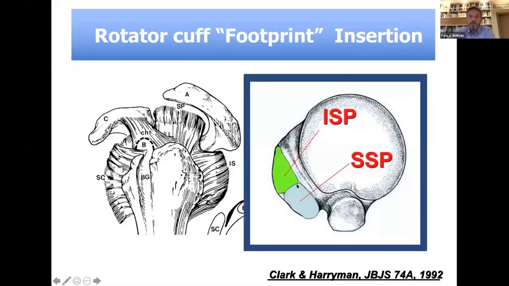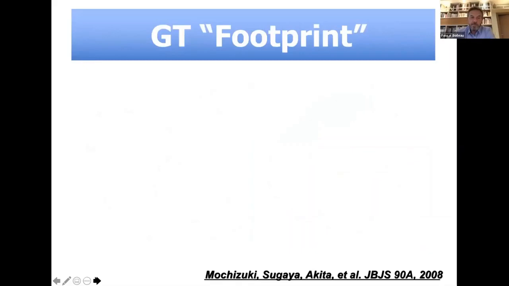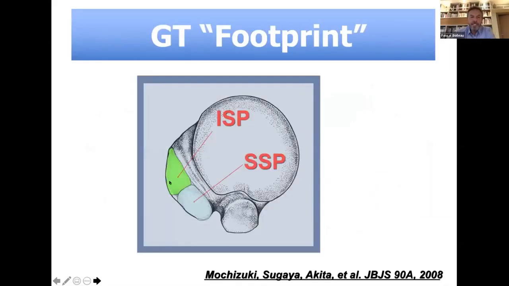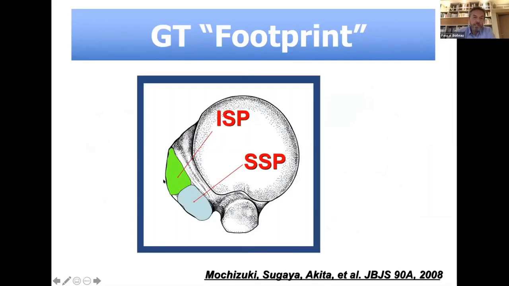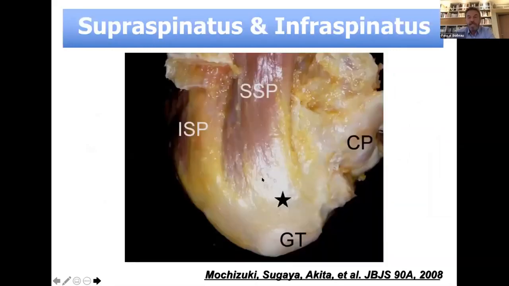What is important to understand is that the insertion of the supraspinatus is very small compared to the insertion of the infraspinatus. And in fact, at the beginning of my experience, when I was seeing the footprint like this, I was saying, okay, it's a supraspinatus tear, but I was wrong because it's also an infraspinatus tear. And you will see this from the nice anatomical work from the Japanese surgeons, Mochizuki, Sugaya, and others. They have shown nicely that the insertion of the supraspinatus is there.